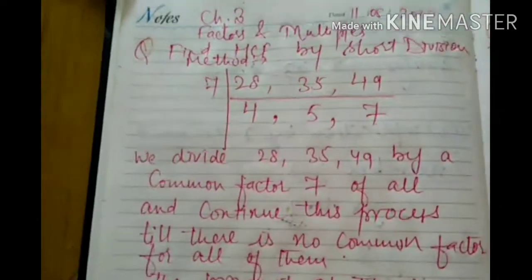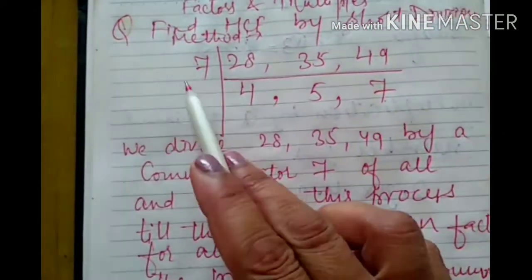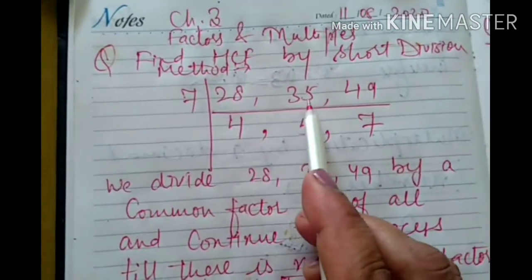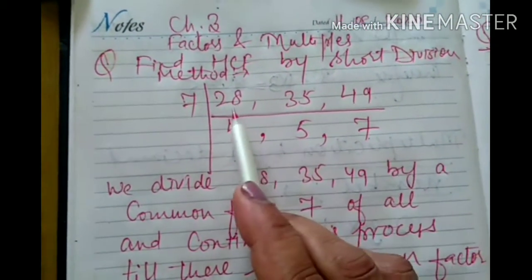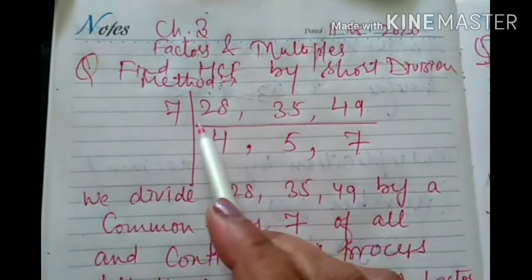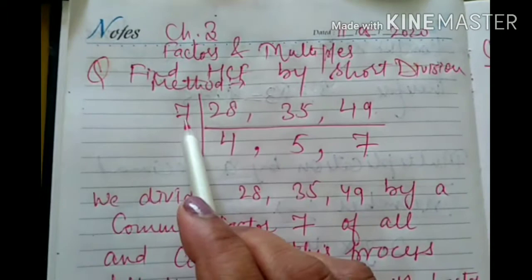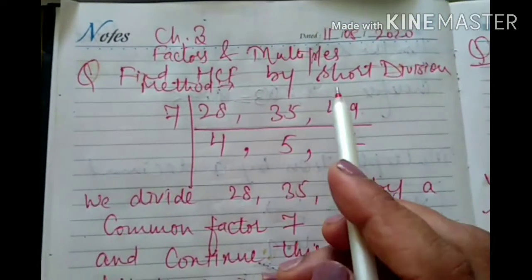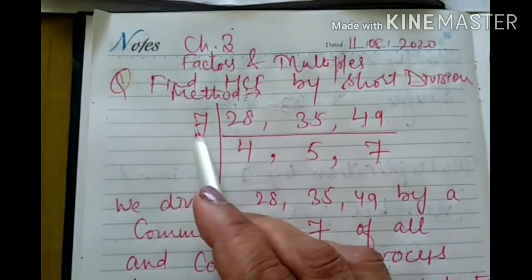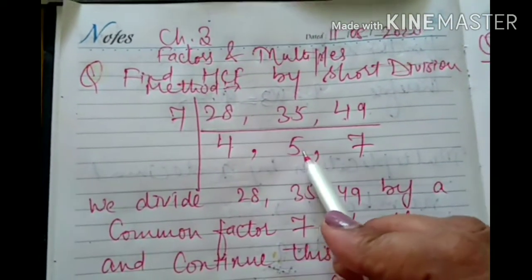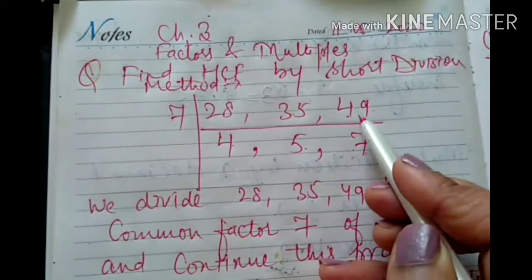Now let's consider another example. Find the HCF by short division method. We have taken these numbers 28, 35, 49. Now when you look at these numbers, you see that the common factor of all three is 7. 7 can divide 28, 35 and 49 also. So we have taken 7. 7 4s are 28, 7 5s are 35, 7 7s are 49.